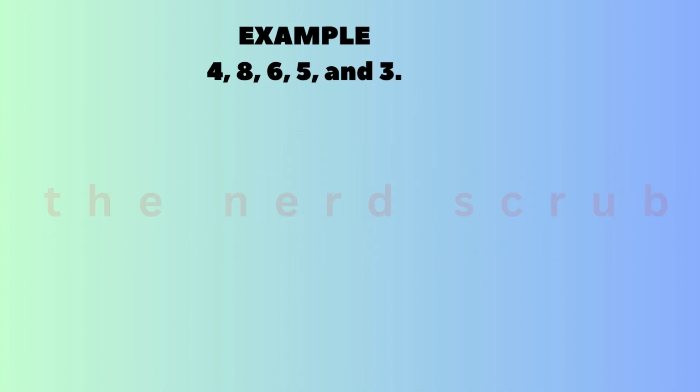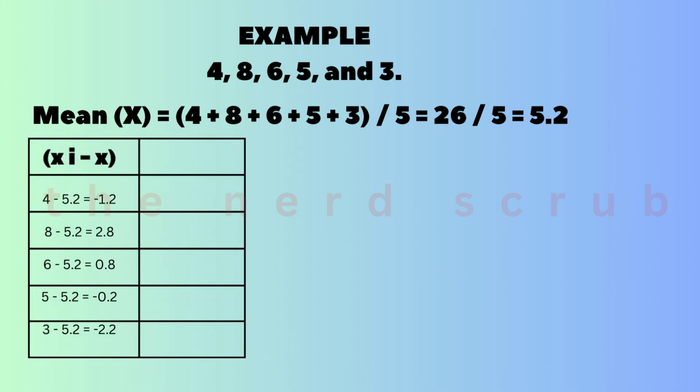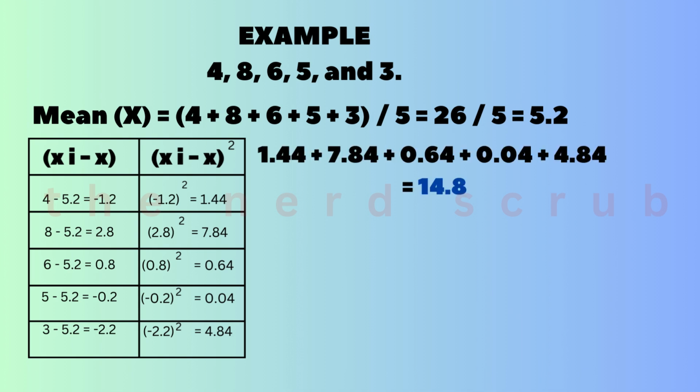First we will calculate the mean, and the mean of our data set is 5.2. Now we will find the deviation of each value from the mean, and this is how we will subtract each value one by one from 5.2. We will square each deviation. So the final answer of the squared deviation is 14.8.